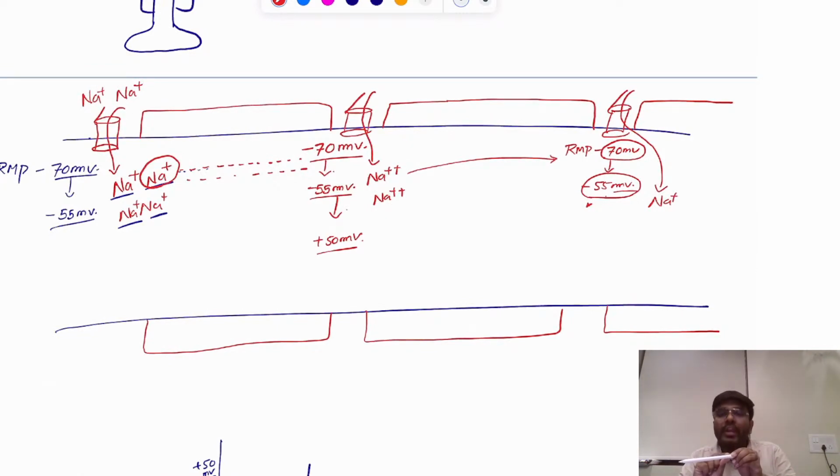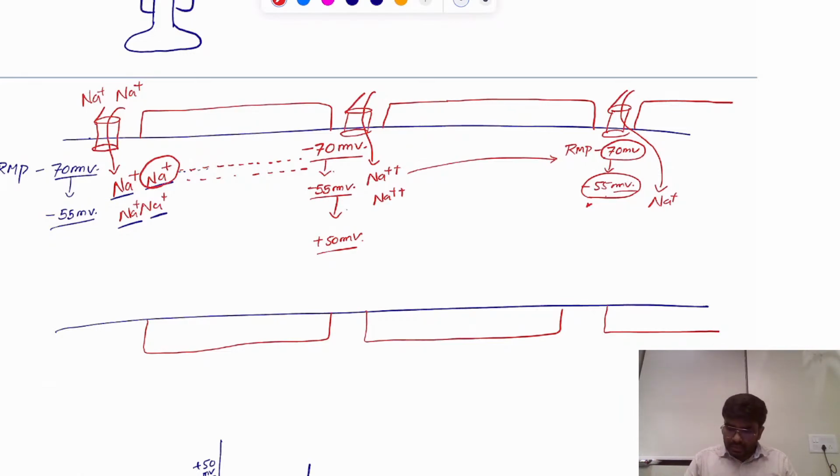The sodium will go into the surrounding area, bringing the resting membrane potential to the threshold potential. Once threshold potential is attained, more sodium will come into the cell. That sodium will go again to the next area, making depolarization, going to the surrounding area, making depolarization. So this is how the nerve impulse is going to be conducted along the neurons.